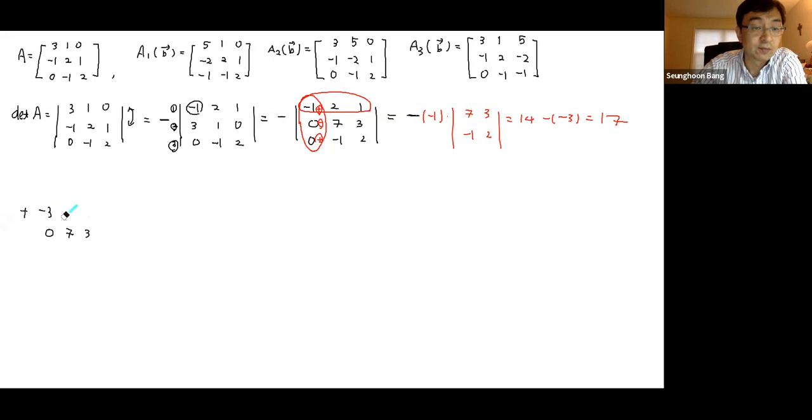The next, you calculate the determinant of A1B. Here. This one, the determinant of A1B. What's that? Here, 5, 1, 0, negative 2, 2, 1, minus 1, so minus 1, 2. So like this.